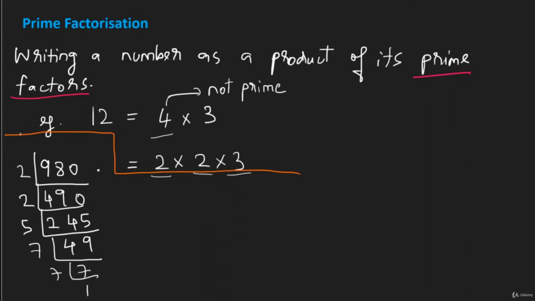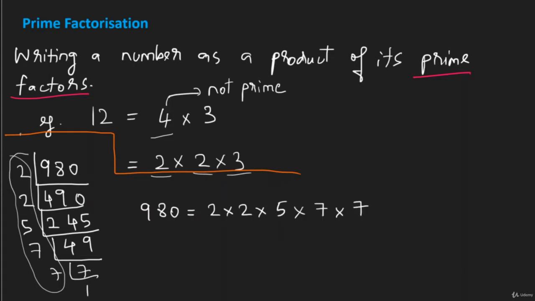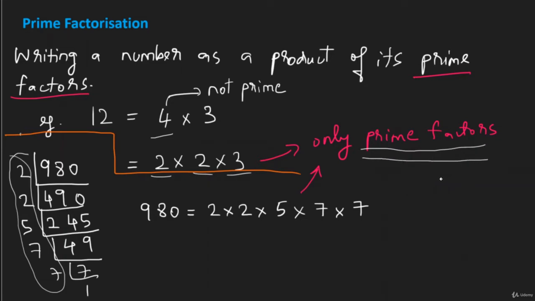Now 980 will be the product of all these numbers, the numbers that you have taken out. That is 980 is equal to 2 into 2 into 5 into 7 into 7. You can note that in these two cases we have only used prime factors, right? That's an essential criteria when you prime factorize a number.